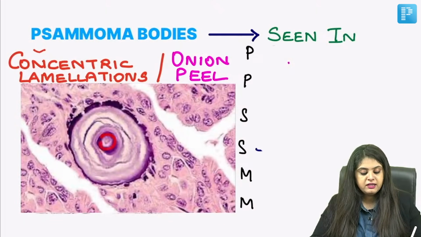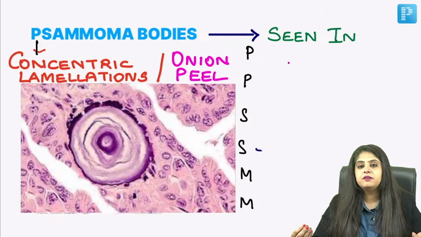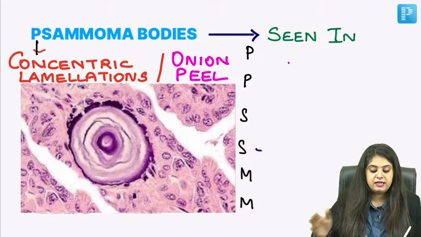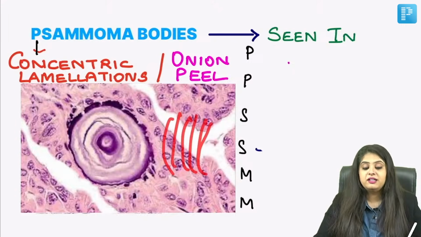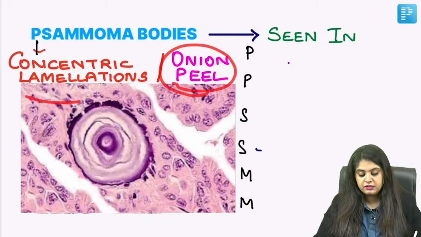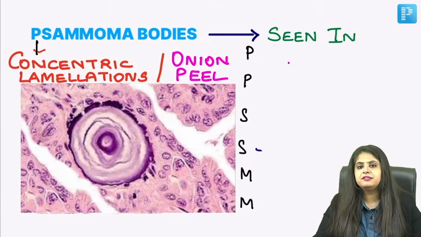Psammoma body is again calcium, but the calcium is getting deposited in layers like this. Can you see these concentric lamellations that are happening? They are going round and round and round. This is looking exactly like onion peel. So today I am giving you one work in the kitchen. Go to the kitchen, cut an onion. You will see uske andar bahut sare layers hote hain, peels hote hain. So that is what is layer by layer calcium getting deposited. Onion peel appearance or concentric is going to be Psammoma body. You know it is dystrophic calcification.